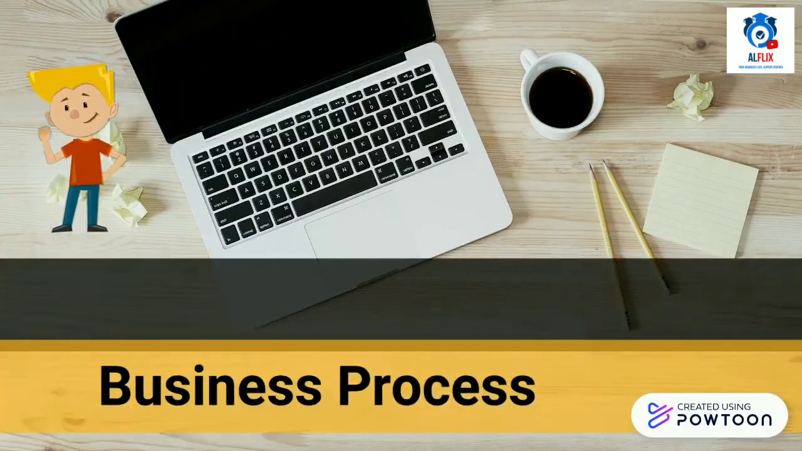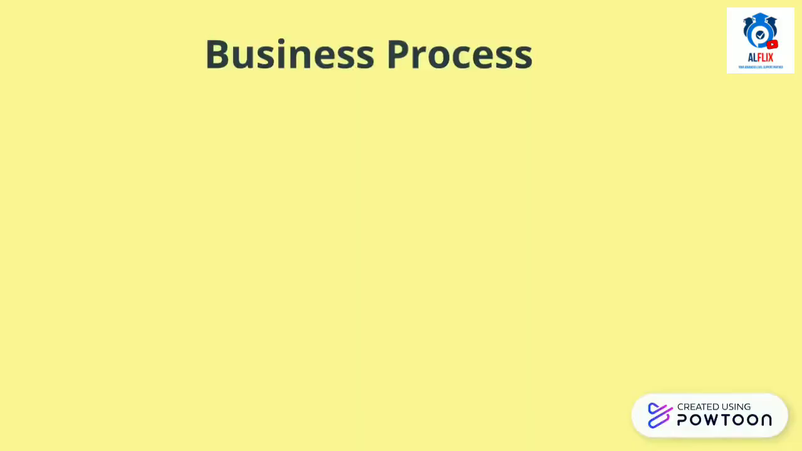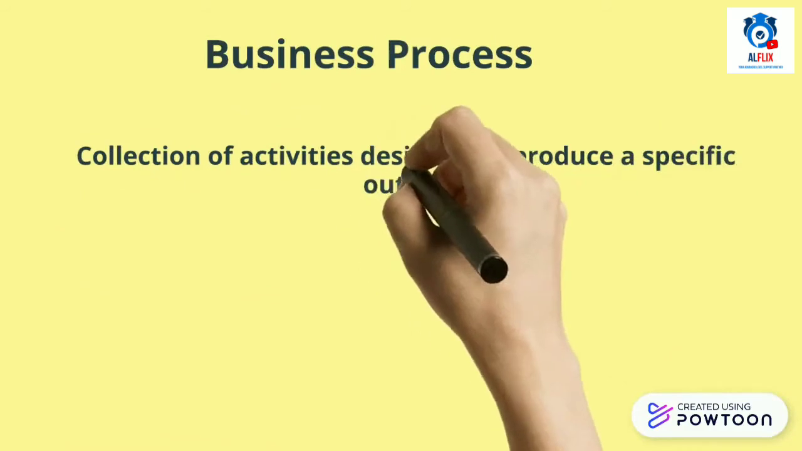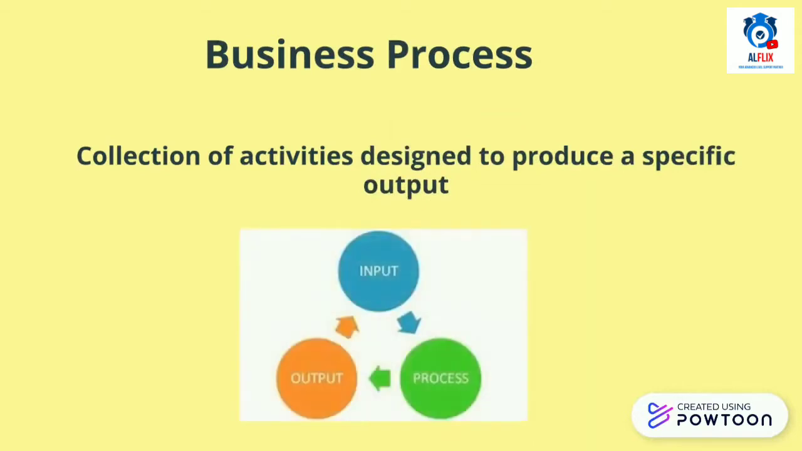Hi guys, in this video we'll be looking into the business process. A business process is a collection of activities designed to produce a specific output. Generally, there are three major steps in the business process. They are input, process, output.